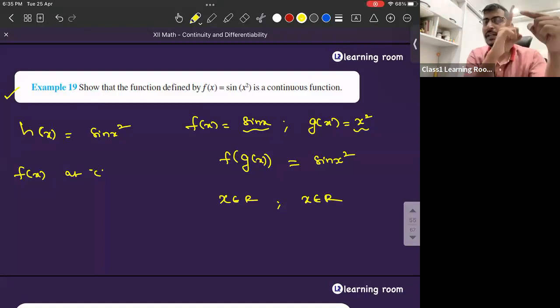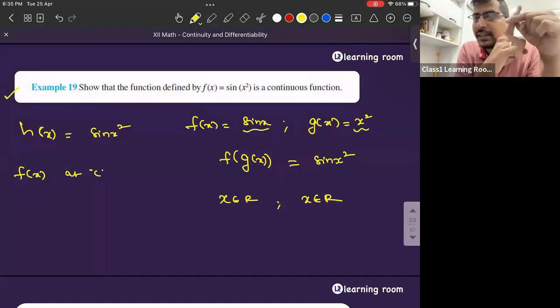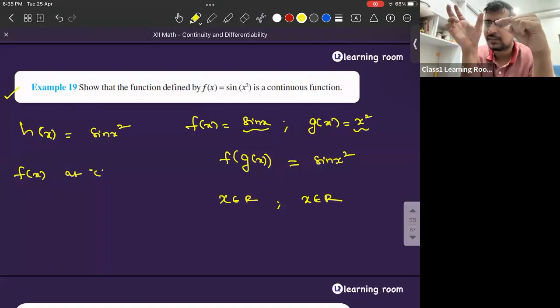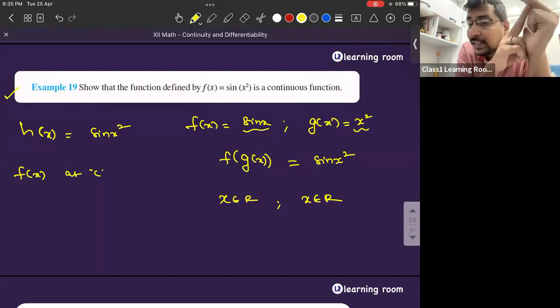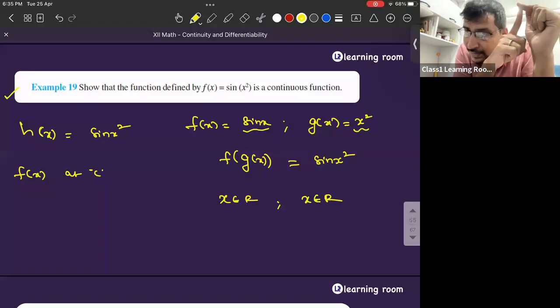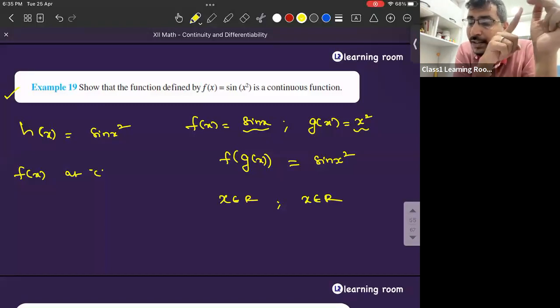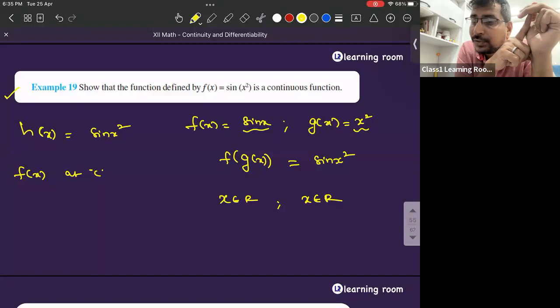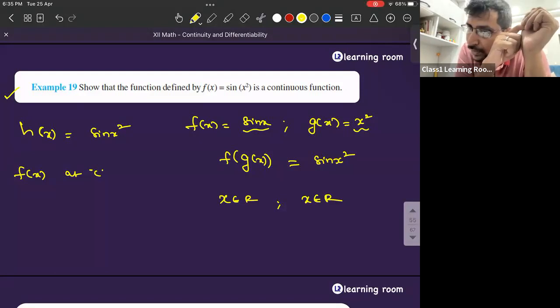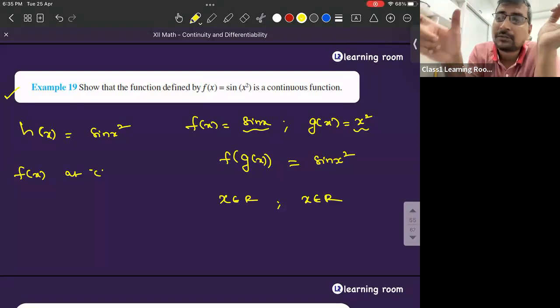This question, they can put it in assertion reason, saying that sine of x square is a continuous function. That's the assertion. The reason they will give is sine x is a continuous function at x is equal to c, x square is a continuous function at g of c, and f circle g, that is sine x square, is continuous at x is equal to c. Is that reason right? Yes, it is right, because that is the theorem that we have understood.